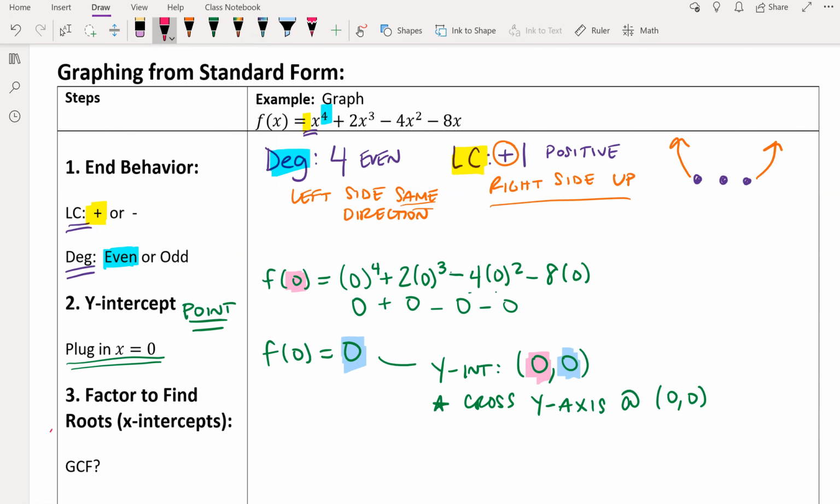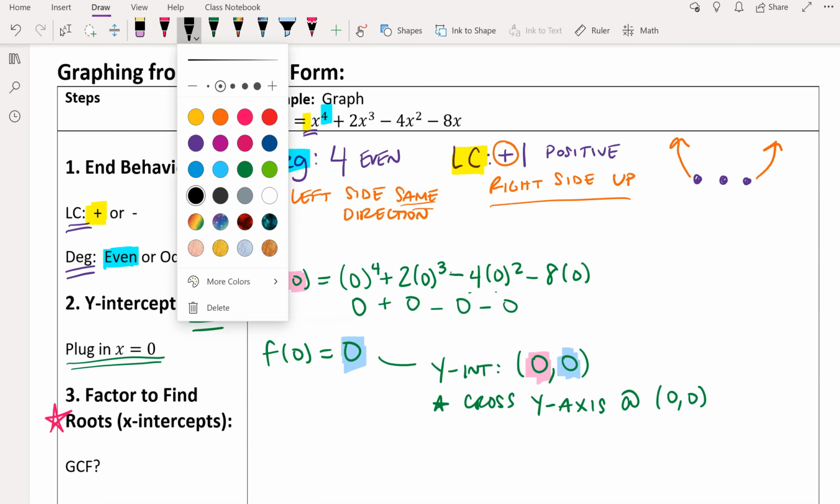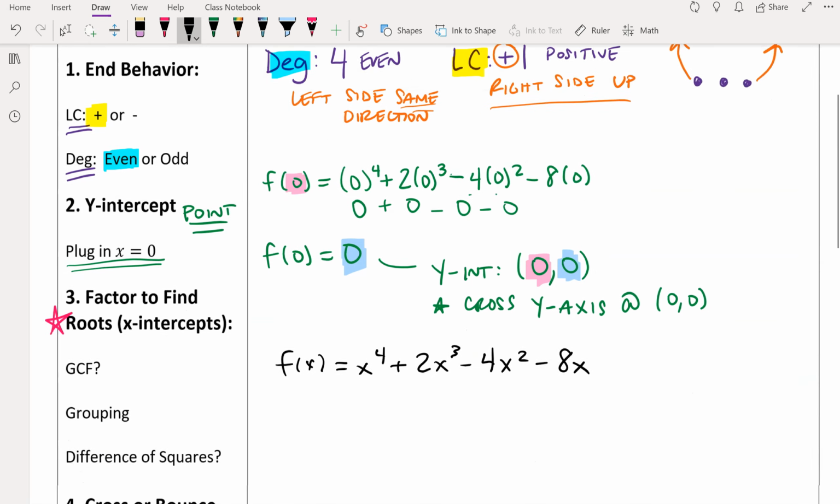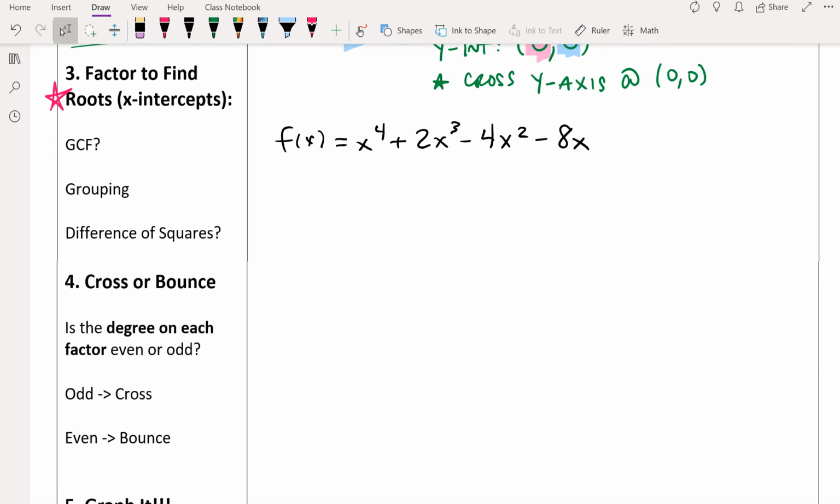To find our roots. So we're on step 3, factor to find the roots, the x-intercepts. I'm going to write our equation down just like what we started with. That's this equation up here. We have f of x equals x to the 4th plus 2x cubed minus 4x squared minus 8x. And now we're going to factor that equation. So here we go. Factor to find the roots.